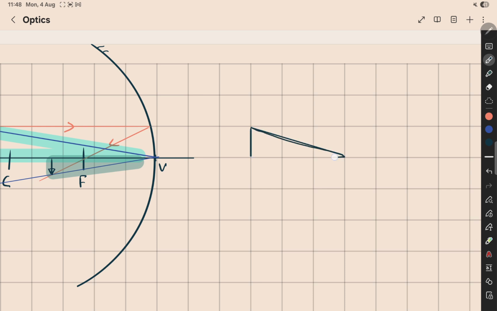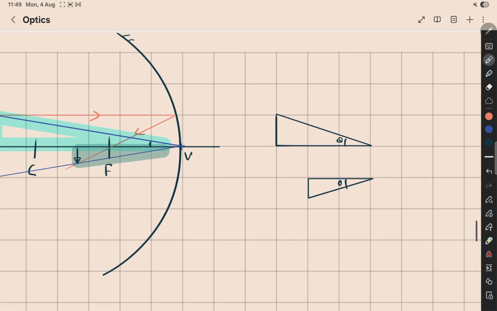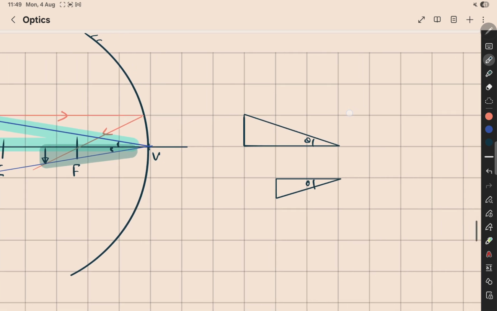Okay, so I have a big triangle here with a certain angle, theta, here. This angle here, theta. And I have a smaller triangle with the same angle here, okay? This angle here because of the law of reflection.